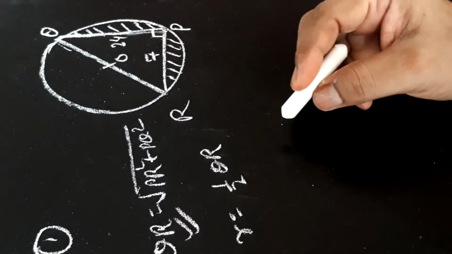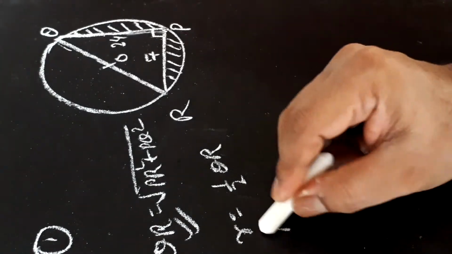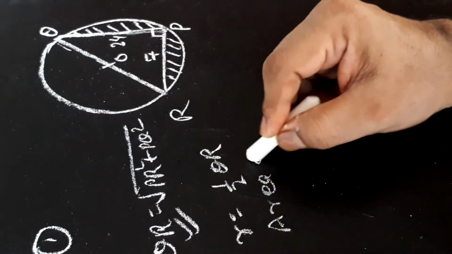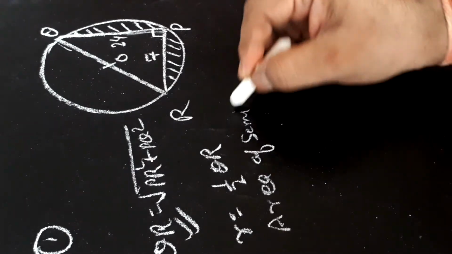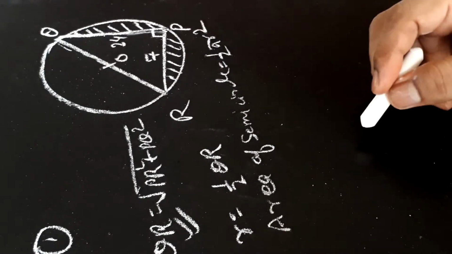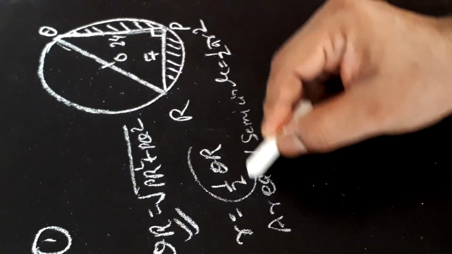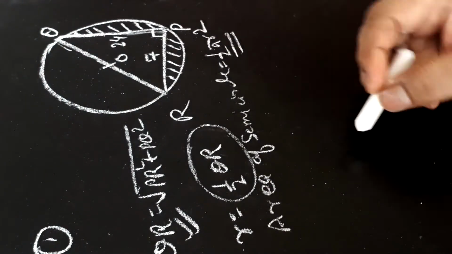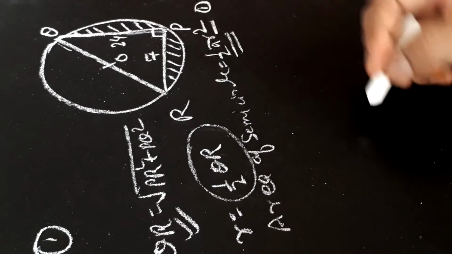Now we will find the area of the semicircle. Area of semicircle will be 1 by 2 pi r square. We will put r as 1 by 2 QR here. We will find it, let it be equation 1.